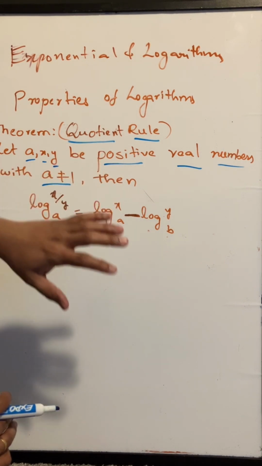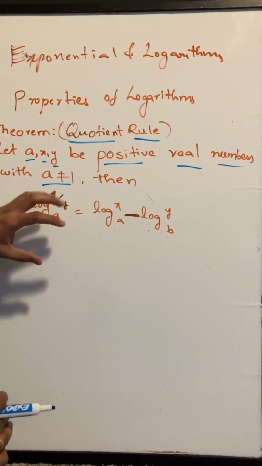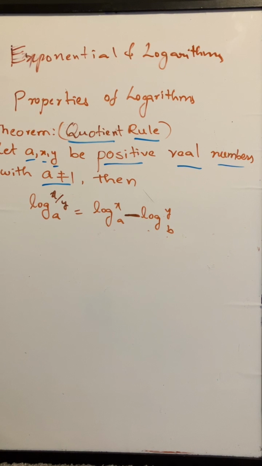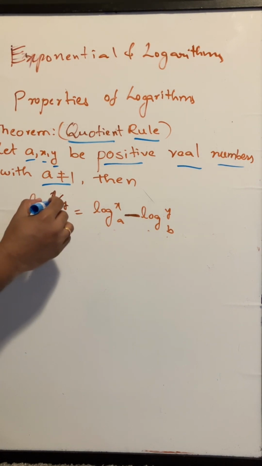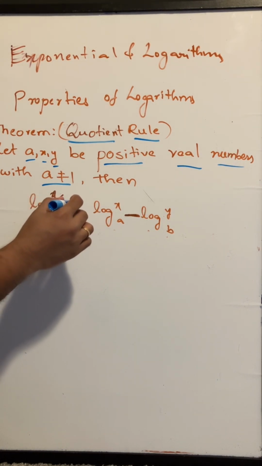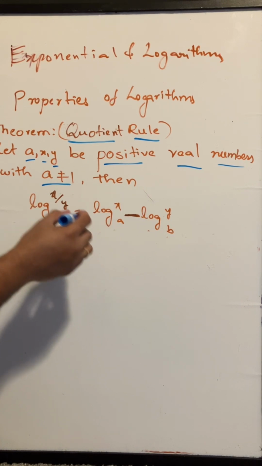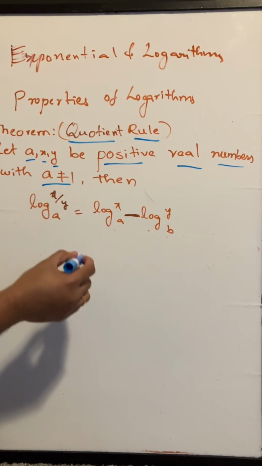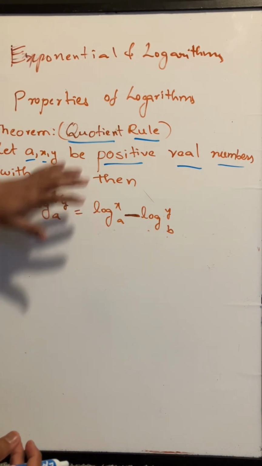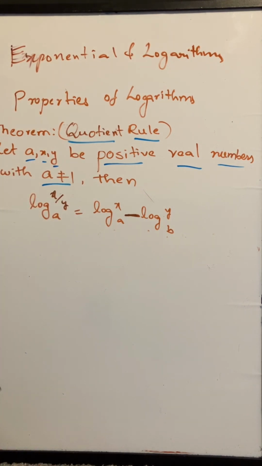Why positive? That means it is not 0. All these things I explained in the other video. The only difference is earlier we used x, y, that means product of two numbers. Here it is x divided by y, a division. So, the quotient rule. We follow the same principle, because we already know it.